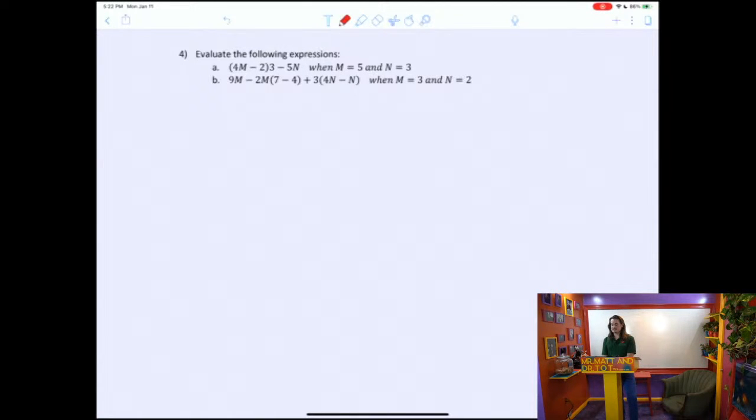4A is asking you to simplify the quantity 4m minus 2 quantity times 3 quantity minus 5n when m is equal to 5 and n is equal to 3. 4B is asking you to evaluate the expression 9m minus 2m times the quantity 7 minus 4 plus the quantity 3 times the quantity 4n minus n when m is equal to 3 and n is equal to 2. I'll give you 3 minutes, and then after 1 minute I'll start to solve.